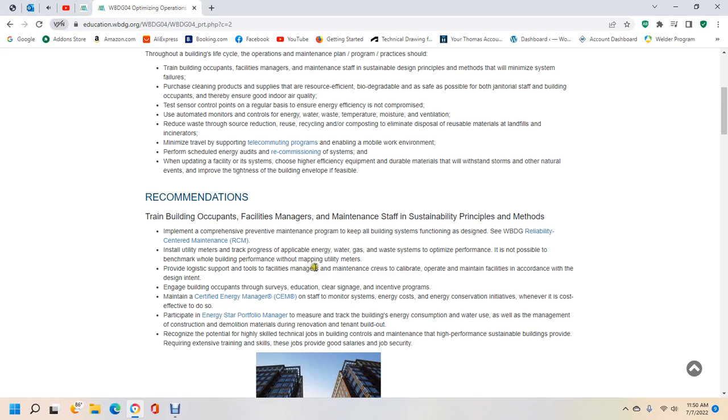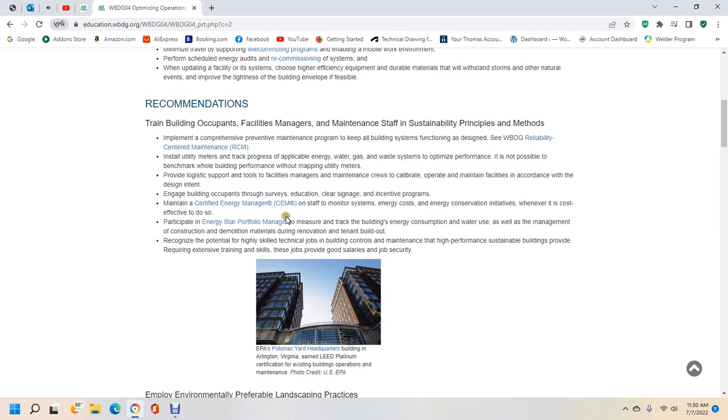Provide logistics support tools to the facility manager and maintenance crew to calibrate, operate, and maintain the facility in accordance with the design intent. Engage building occupants through surveys, education, and incentive programs. Maintain a certified energy manager on staff to monitor energy costs and energy conservation initiatives that are cost effective. Participate in Energy Star Portfolio Manager to measure and track building energy consumption and water use, as well as the management of construction and demolition materials during renovation and tenant build-out. Recognize the potential high scope of technical jobs in building control and the maintenance of high performance and sustainable buildings, and provide the required extensive training for the skills of these jobs, with good salaries and security.